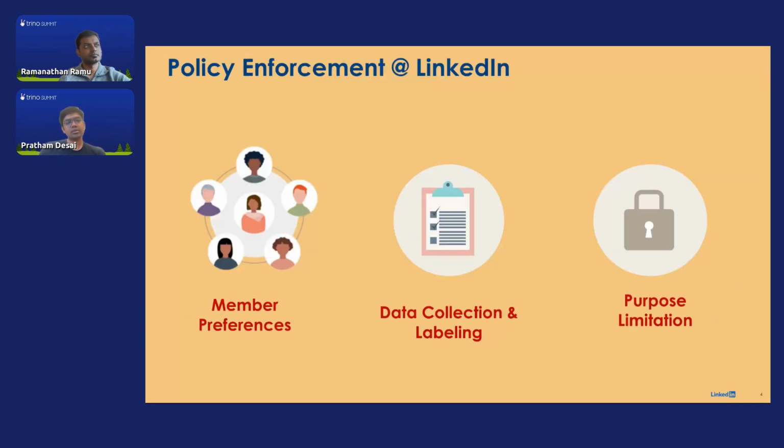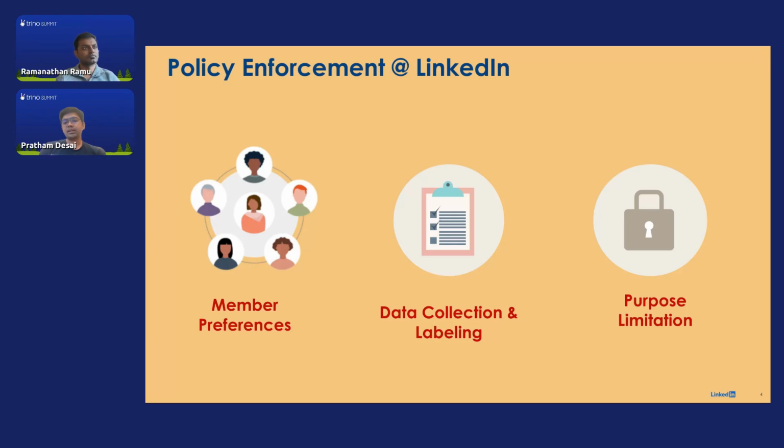So let's talk about the core concepts first when it comes to policy enforcement at LinkedIn. The first important part is member preferences. LinkedIn exposes granular privacy settings to its more than 1 billion members, and these settings provide users with control over how their data is processed by LinkedIn. Secondly, this data, when it is collected and goes to the data warehouse of LinkedIn, is labeled and then accessed through table formats like Iceberg and Hive.